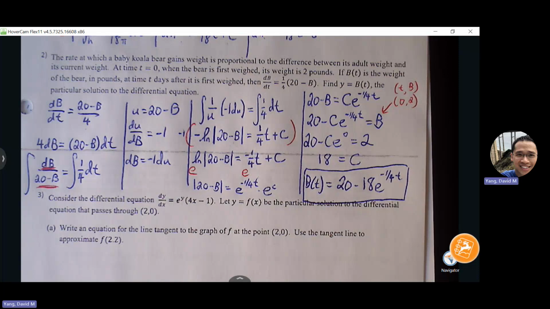All right, number 3, consider a differential equation. Let y equals f of x be the particular solution that passes through (2, 0). Write an equation for the tangent line, then use the tangent line to approximate f of 2.2. So this is just linear approximation, right? You get the ordered pair, you get the slope, point slope form, and then you just plug in the decimal value.